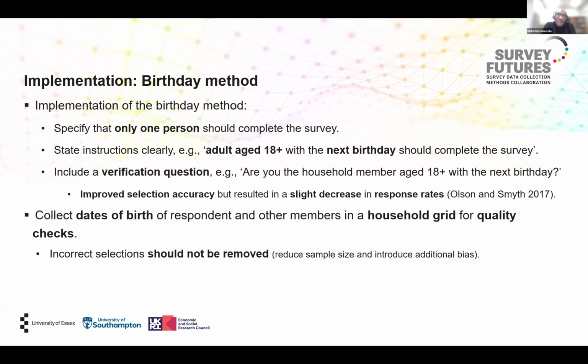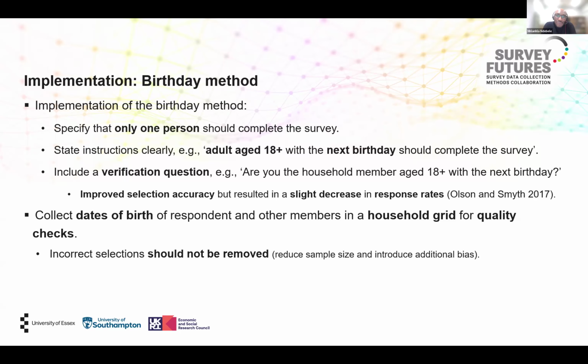For quality checks, in order to check that the person who's completed the survey is the right person, we do need to collect some data, like the dates of birth for the people in the households as part of the household grid. And then we can check that it is the correct person that has completed the survey.